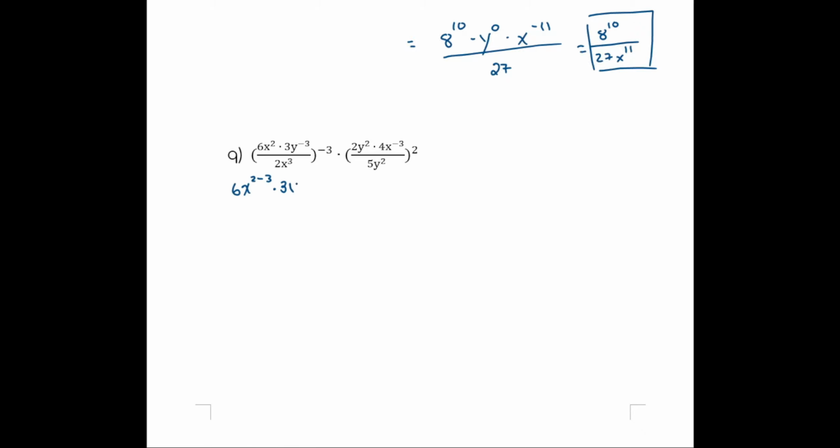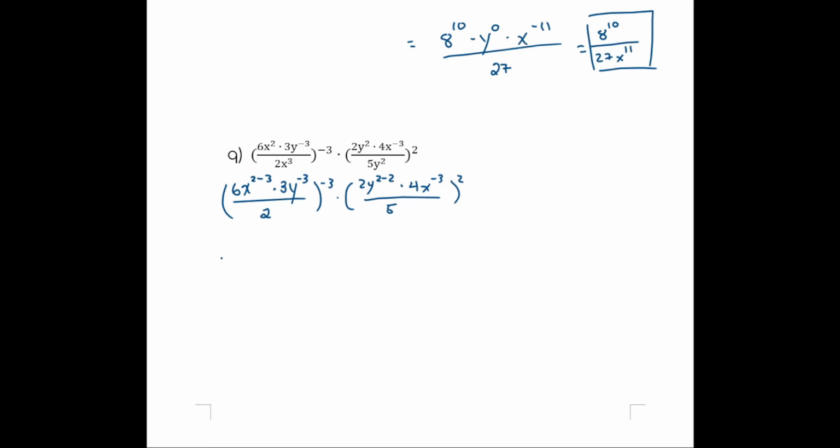Times 3y to the minus 3 all over 2. We don't have to write that x cubed again. We already took care of it, right? And here we have minus 3 times 2y squared. We have a y up here, we have another y down here. So same base, right? One on top, one on bottom. So we take the exponent from the top minus the exponent from the bottom. Okay, 4x minus 3 all over 5. We don't have to write that y squared again. We already took care of it. And that's all raised to the power of 2.